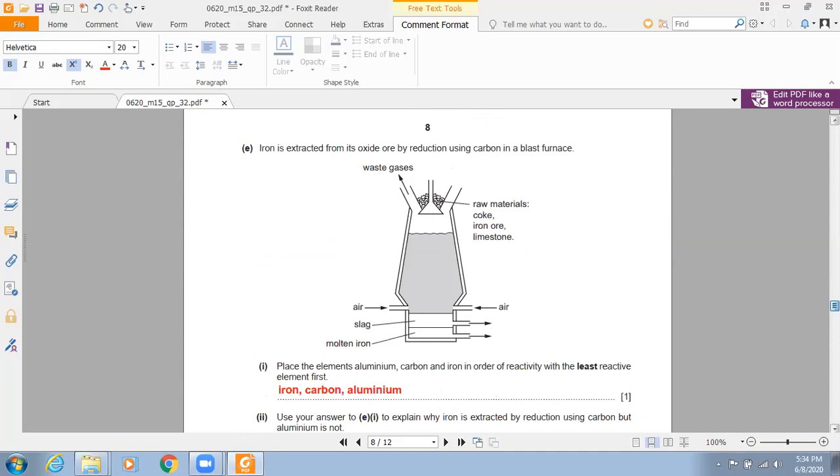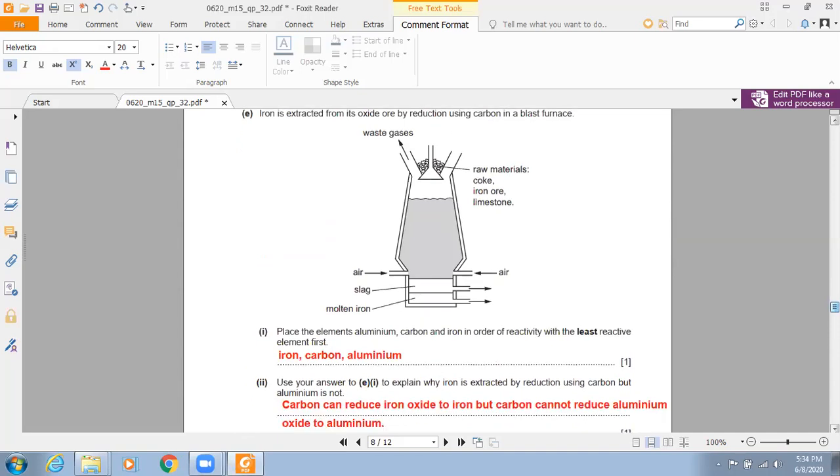Come to this one. This is the blast furnace, which is used to extract iron. So look at this. Place the elements aluminum, carbon, and iron in order of reactivity, with the least reactive element first. So what is the least reactive one? The position of iron is at the lowest here in the reactivity series, right? So iron is the least reactive, then carbon, then aluminum.